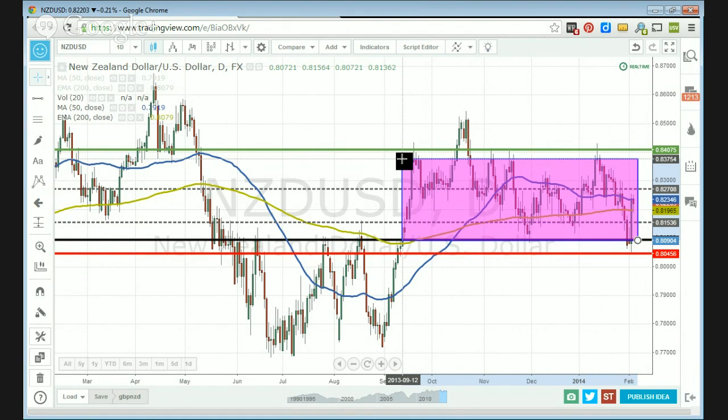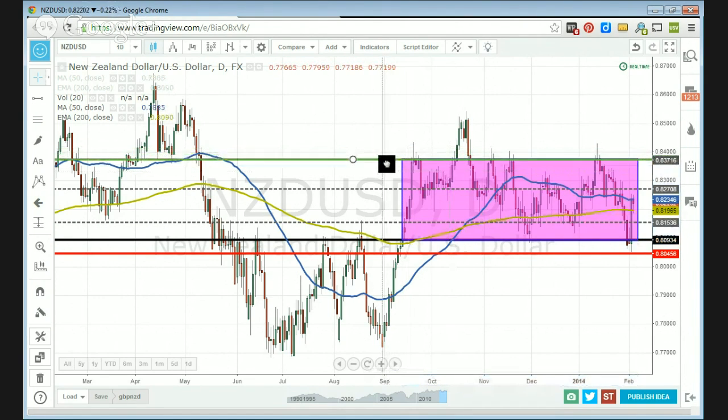And I will just modify my target to 83.75. I think that's a more accurate resistance level. Okay, so there we go. That is that. Now my stop is on break even there.